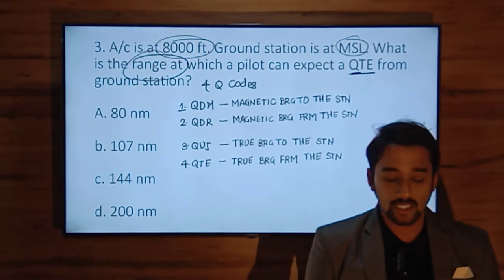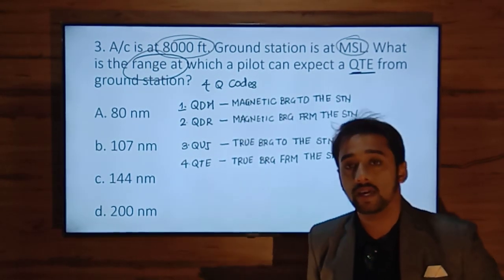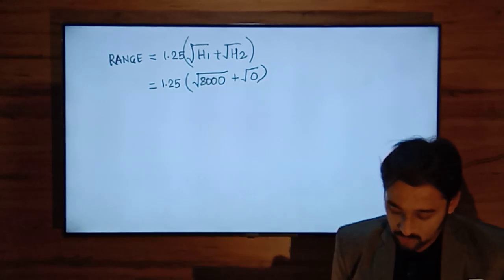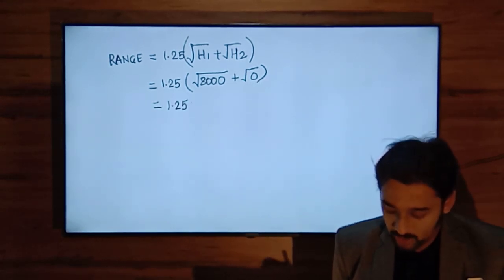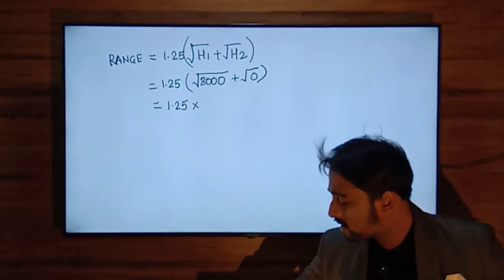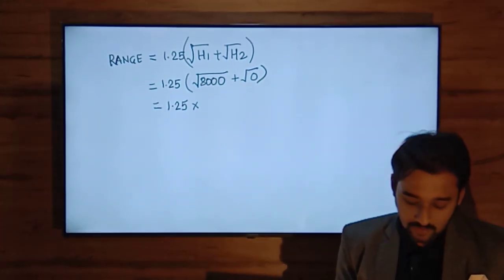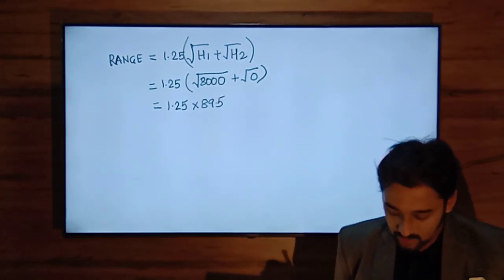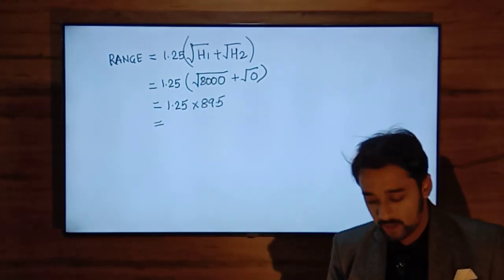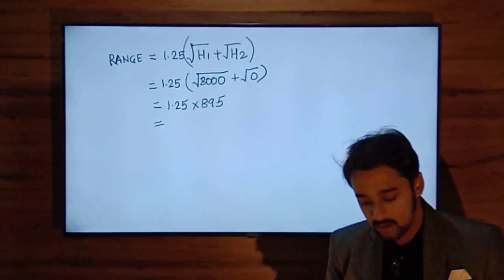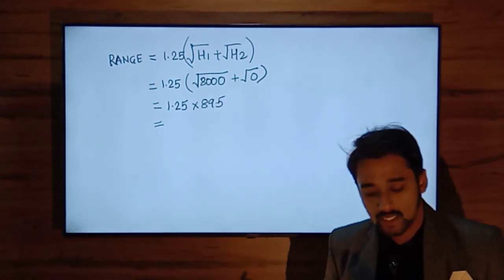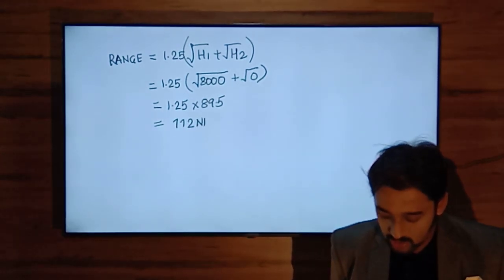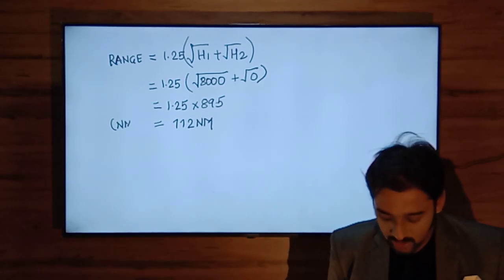So what is the range at which a pilot can expect his QTE from the ground station? Accordingly, we will put 0 in place of h2. Let's open the brackets: 1.25 into square root of 8,000. Use your scientific calculator. It is approximately 89.5. Multiply both of them: 1.25 into 89.5 is 111.8, so approximately 112 nautical miles. The answer you get is in nautical miles directly.